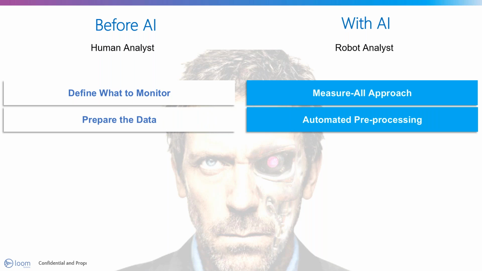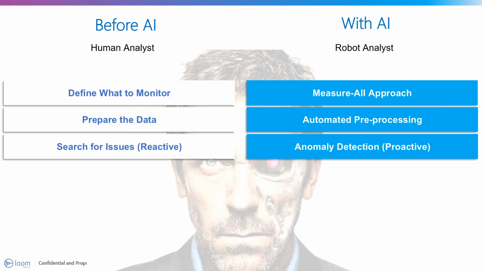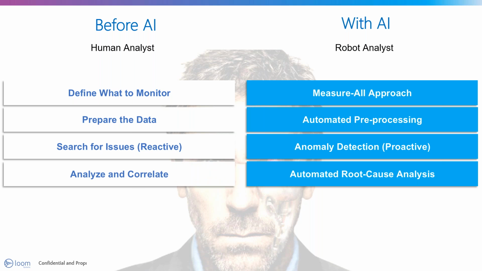The other part is that with human analysts, we need to prepare the data for analysis. We need to parse and configure it. And with AI, you can use automated pre-processing like parsing and classification of the data. Without AI, you need to search for issues, and your approach is reactive, just as your poll is describing. And with AI, you can use anomaly detection to become proactive about your customers' problems. As a human analyst, you need to analyze and correlate everything manually, which is a very difficult thing to do. And with robot analysts, you can use the automated root cause analysis algorithm.